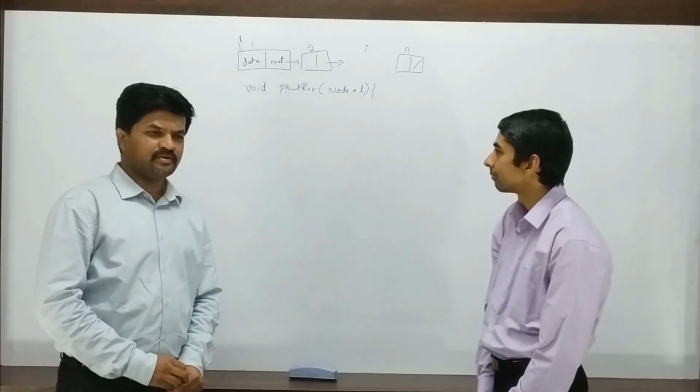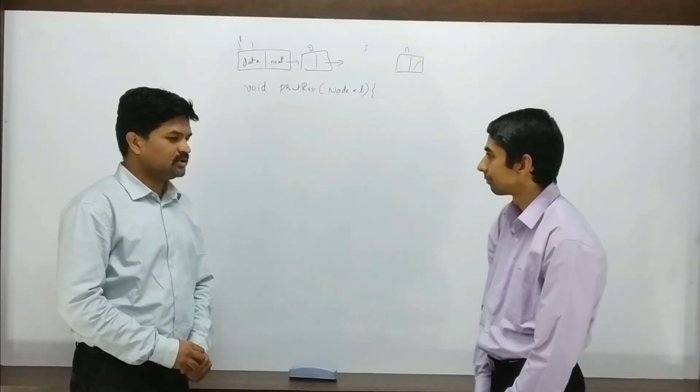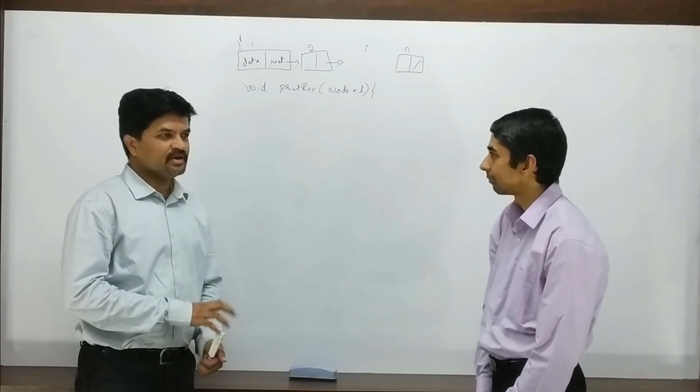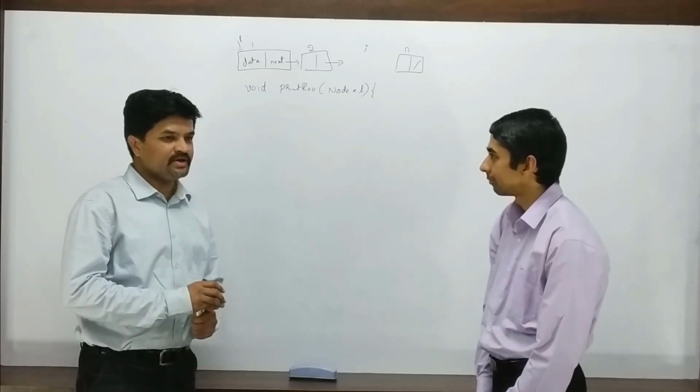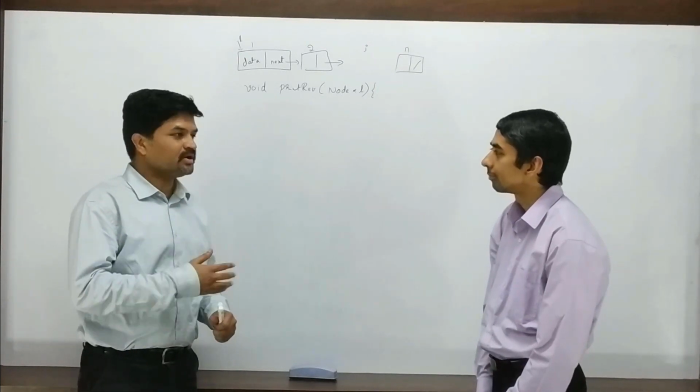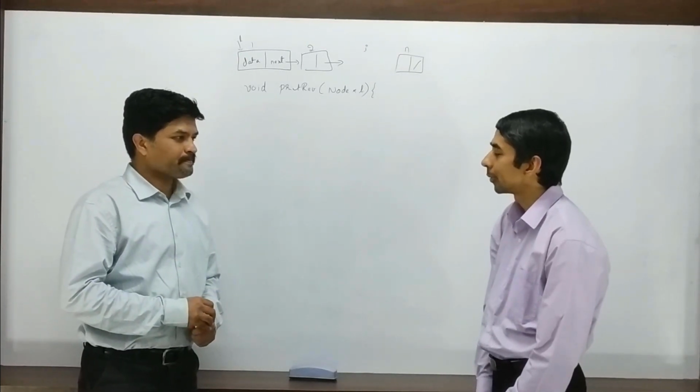Sure, I have a recursive solution for this one. I think that is better than the solution I gave. It's very elegant in a way, recursive solution. The idea is to print the rest of the list first with n-1 nodes and then print the current node. Okay. Can you see the code?